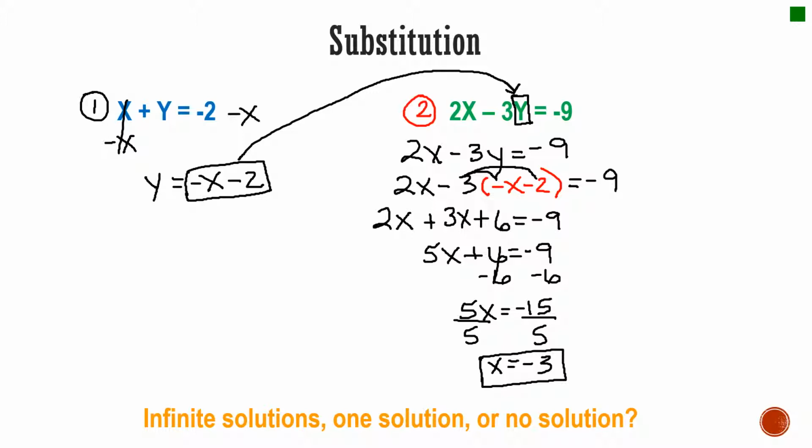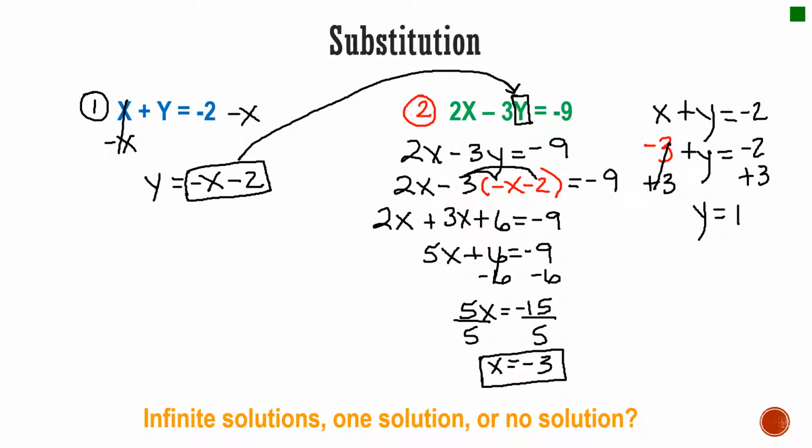So equation 1 says x plus y equals negative 2. So if I put my x coordinate in, negative 3 plus y equals negative 2. I'm going to add 3 on both sides here. So then y equals a positive 1. And I have my solution to this system of equations. My final solution is negative 3, 1. That means I have one solution to this system of equations.